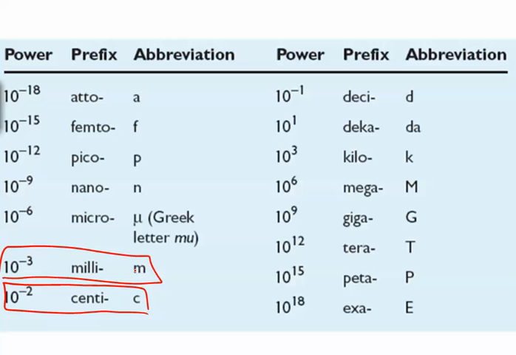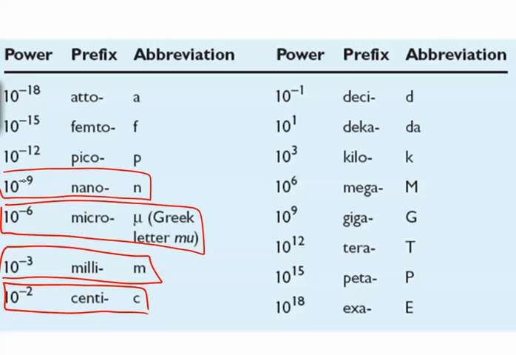So again, if we were talking about millimeters, we would put a lowercase m in front of the lowercase m for meters. I also want you guys to know micro, which is 10 to the power of negative 6. We use the Greek letter mu to represent that. And I would like you to know nano, which is 10 to the power of negative 9, represented by a lowercase n. Over here, where we're getting larger than our base unit, the one that we predominantly use is kilo, so 10 to the power of positive 3.